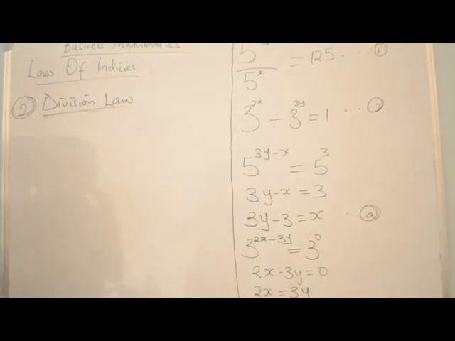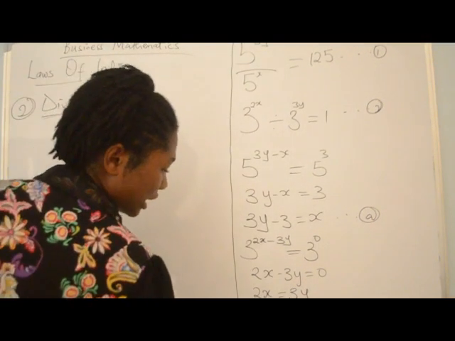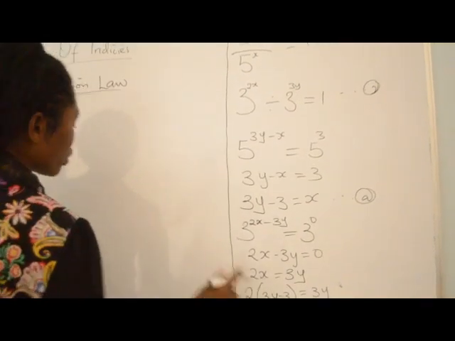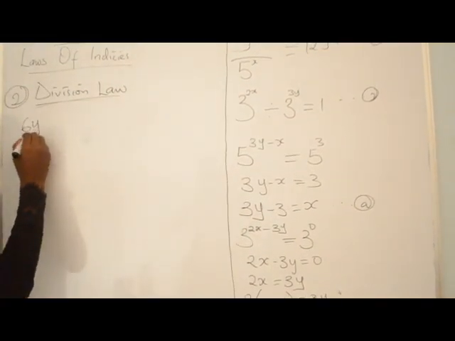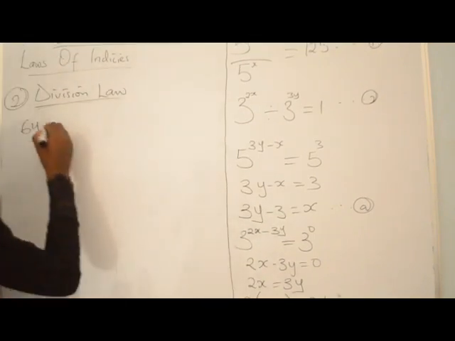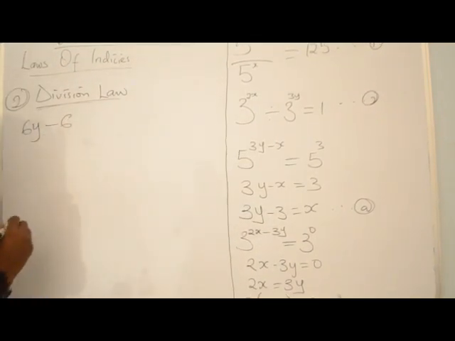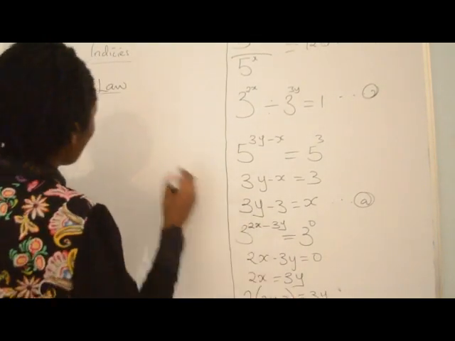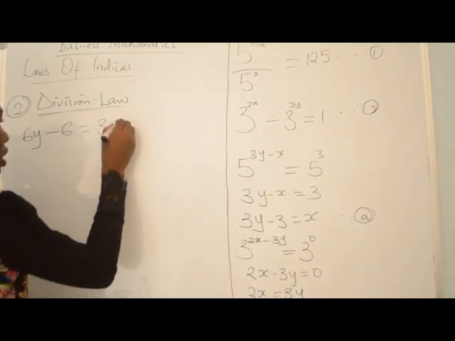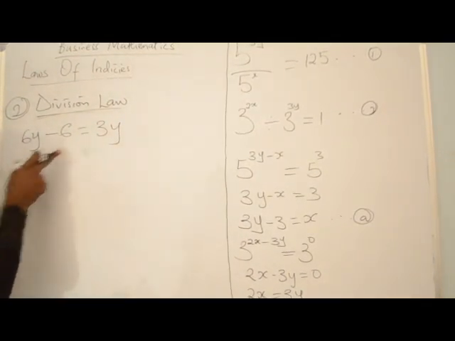Okay. We are going to continue from there. We are going to be expanding our bracket. 2 times 3y will be giving us 6y. 2 times minus 3 will give us minus 6. And then it's equal to 3y. Now we can solve for y.